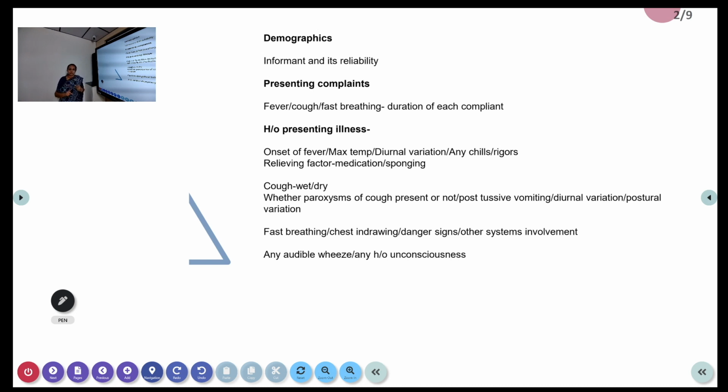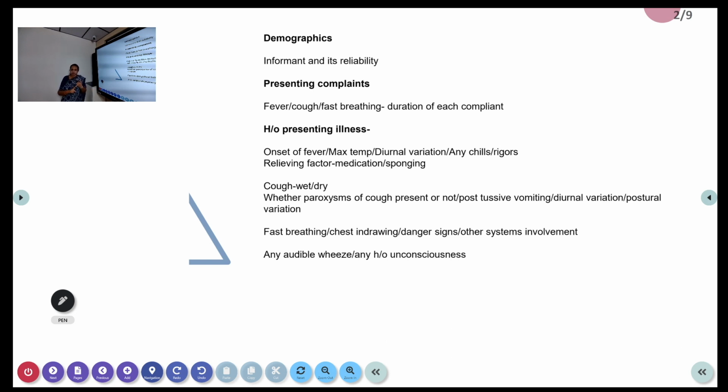Has she noticed any chest indrawing, the lower chest indrawing for the child? So fast breathing and chest indrawing are all features of pneumonia. Then you ask about some red flag signs or danger signs of pneumonia in a small child, that is an infant or under 5 age group. So what are the red flag signs or the danger signs of pneumonia?